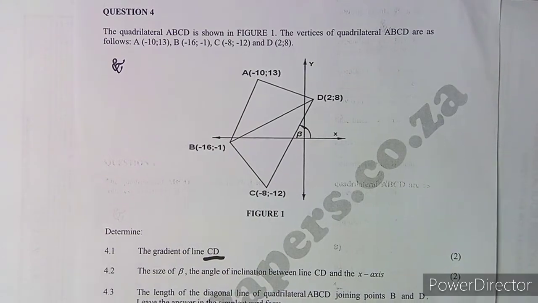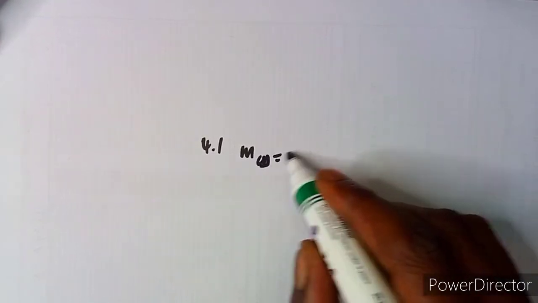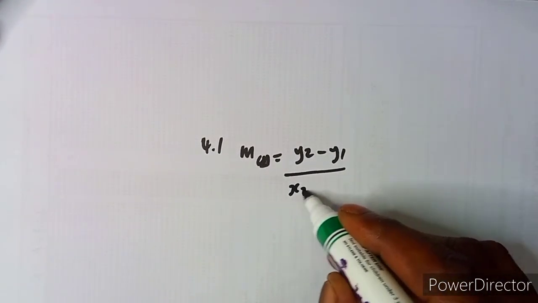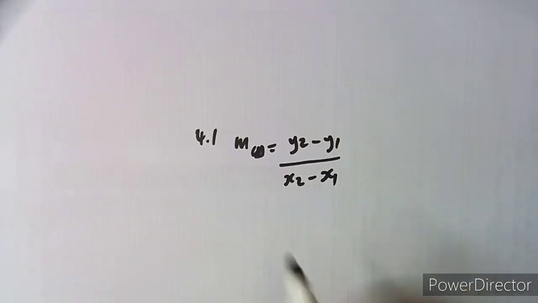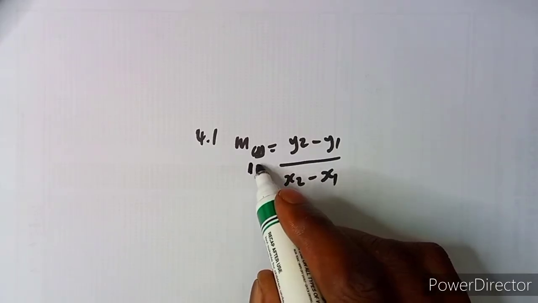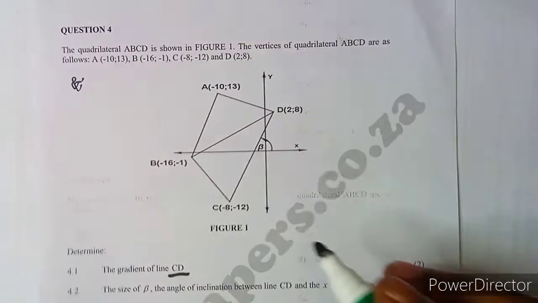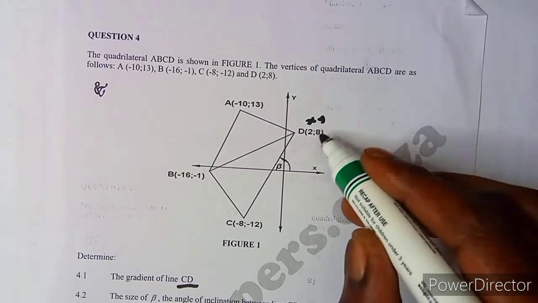Take note, guys, that we have this formula for the gradient, which is the change in y over the change in x. That's y2 minus y1 over x2 minus x1. So we have CD. This is your point 1, this is your point 2, from C to D. So on D, that is your point 2, you have x and you have y there.